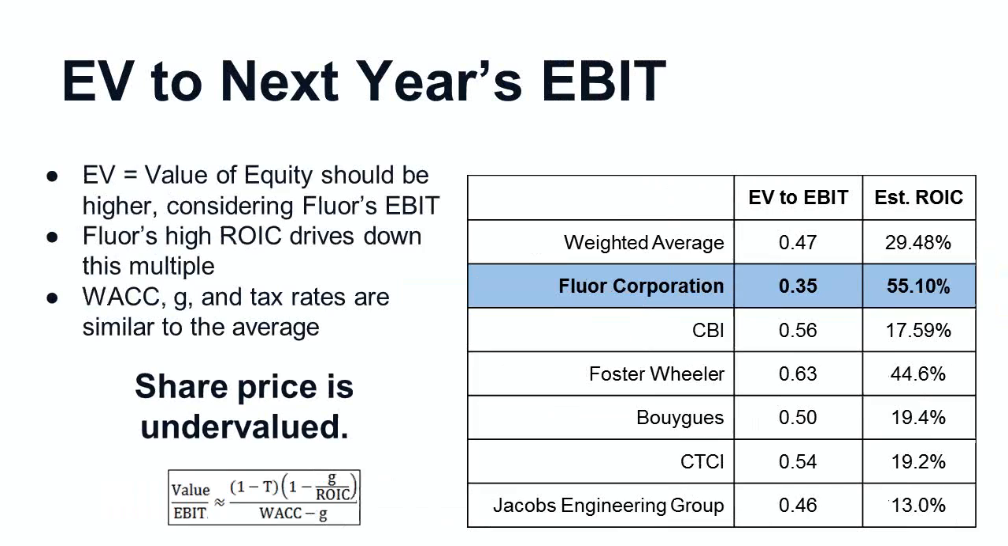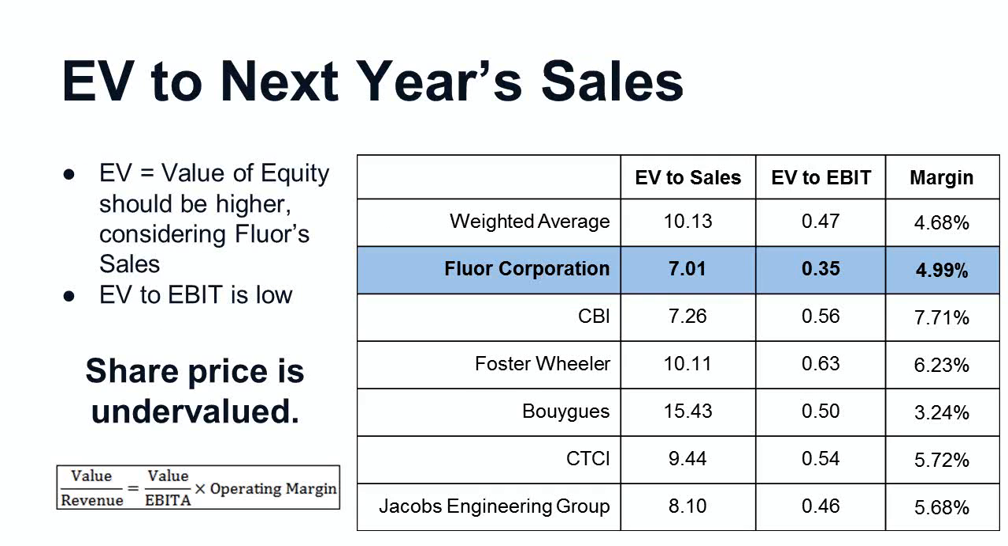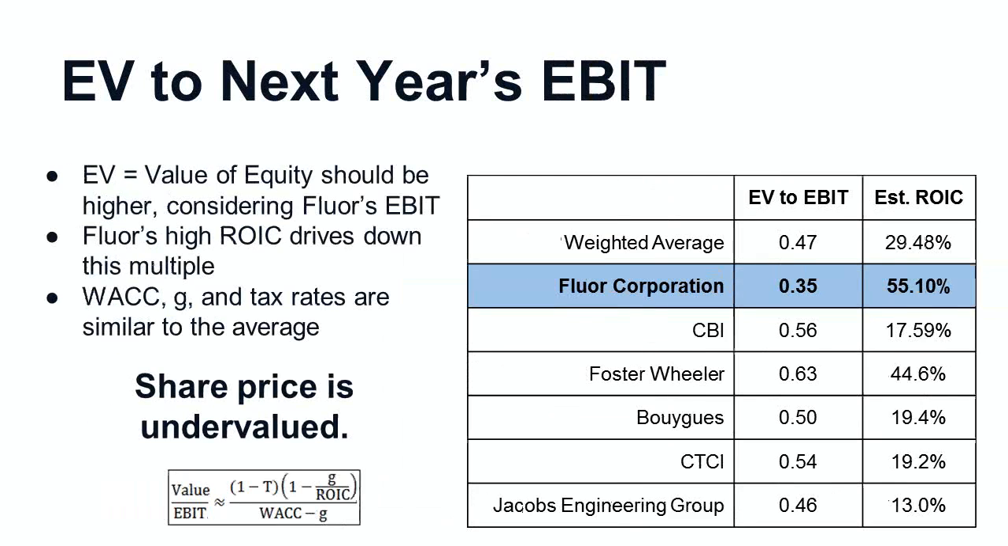Okay. Well, again, this implies the enterprise value should be higher considering Fluor's sales, but it isn't, so Fluor is undervalued. That's EV to sales, by the way. The previous one, we said EV to EBIT, that's EV to sales. Your title's wrong. Sorry.